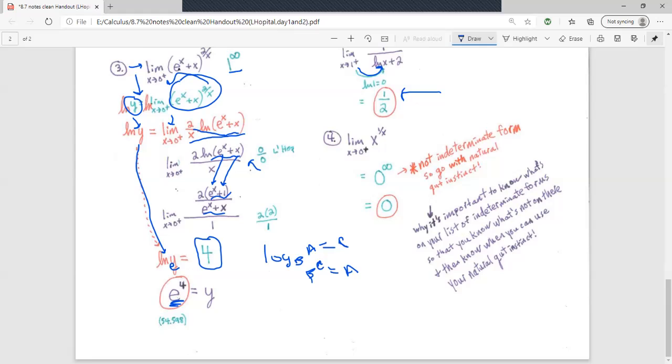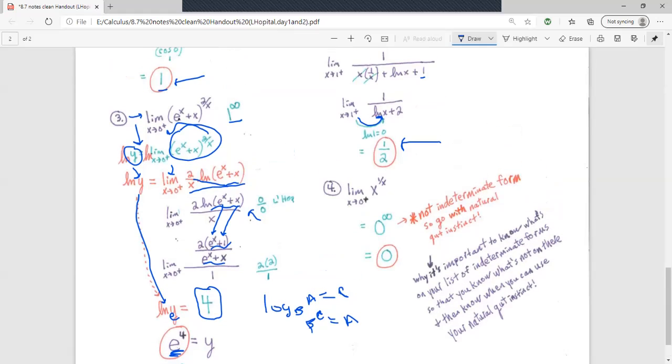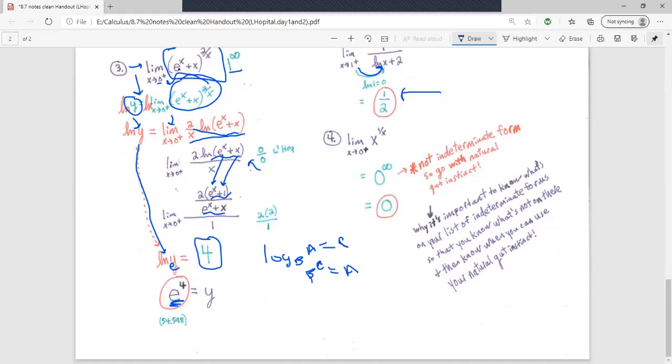So even though it started off as 1 to infinity, that answer wasn't 1. And again, if you graph this function right here, or if you do an XY chart and you look around 0 from the right-hand side, your y values are approaching this 54.598 number, which is what that e to the 4th is right there. So be careful on that.